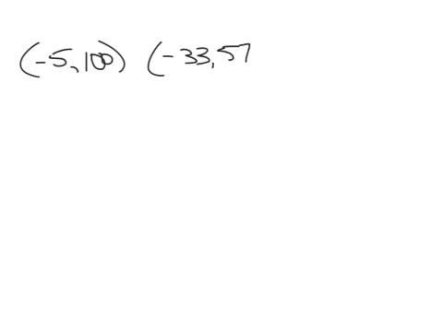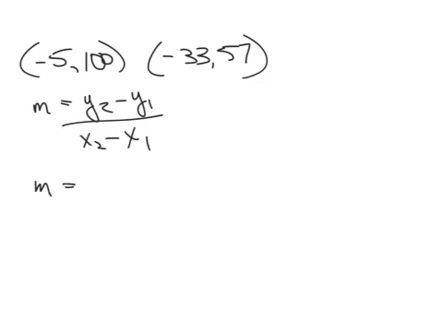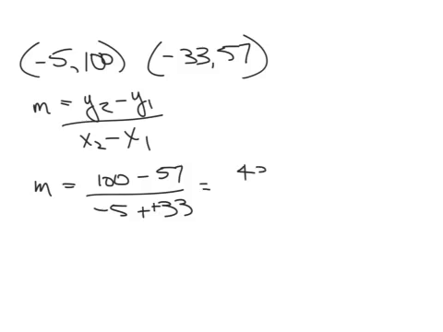So let's look at example 87.2. We've got 2 points, -5 and 100, and that one. Okay, doesn't matter which one you use, you still have y2 minus y1, or y1 minus y2, doesn't matter. So, I'm going to use 100 as my y2, and then 57 is my y1 over -5 minus -33. So this is actually going to be plus, right? So 100 minus 57 is going to be 43, and -5 plus 33 is going to be 28. And you get that for your slope.